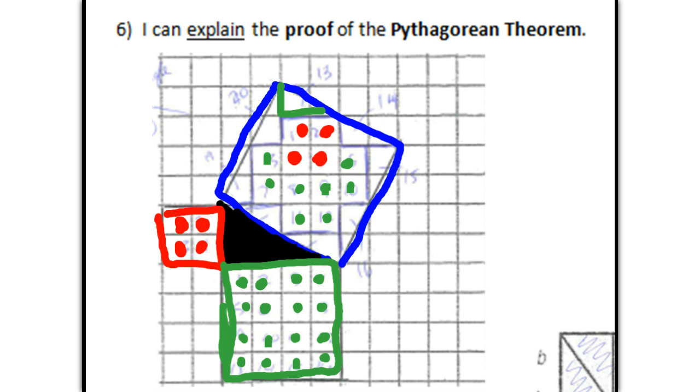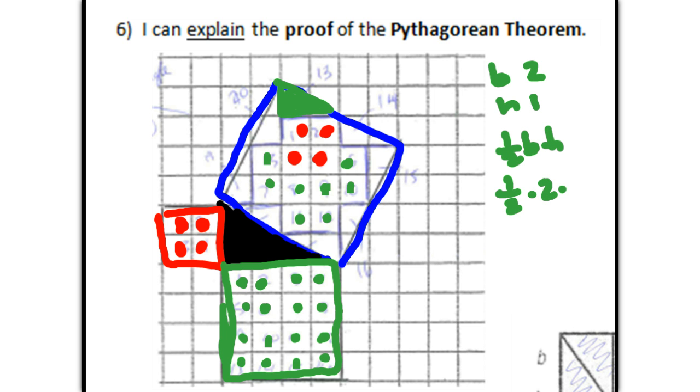And now when we do each of these triangles here, here's one triangle. This triangle has a base of 2 and a height of 1. So 1/2 base times height gives me 1/2 times 2 times 1. And half times 2 times 1 is actually 1. Wait, did I do that right? Yeah, sorry, I was just thinking here. So that means each of these triangles around the outside are all 1.